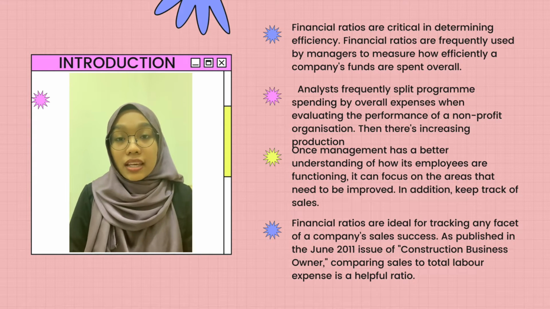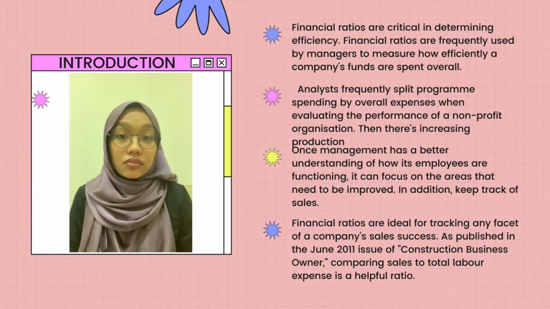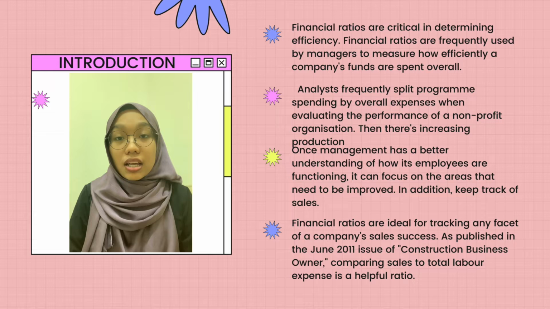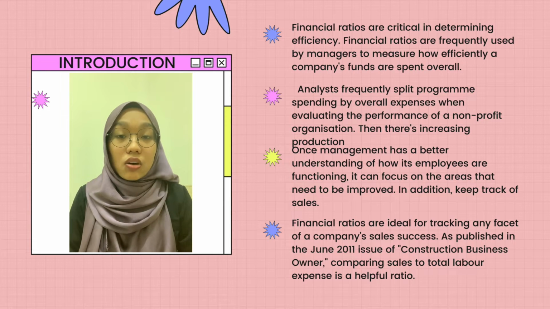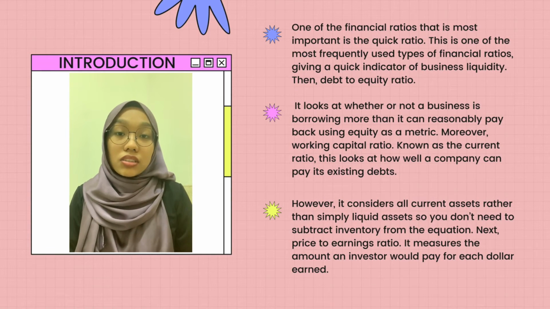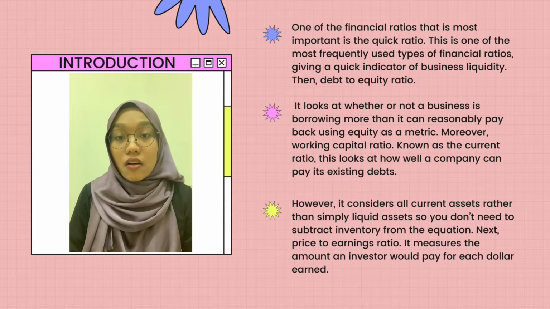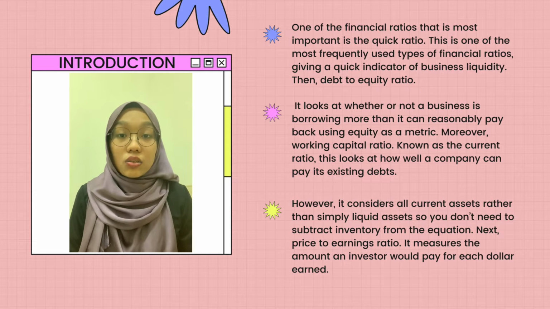In addition, keep track of sales. Financial ratios are ideal for tracking any facet of a company's sales success. As published in the June 2011 issue of Construction Business Owner, comparing sales to the total labor expenses is a helpful ratio. One of the financial ratios that is most important is the quick ratio. This is one of the most frequently used types of financial ratio, giving a quick indicator of business liquidity.